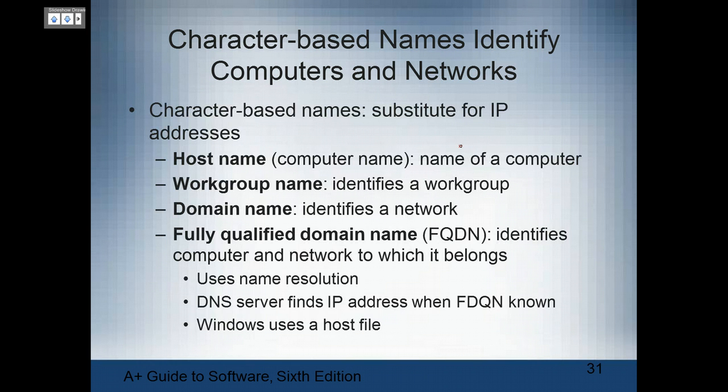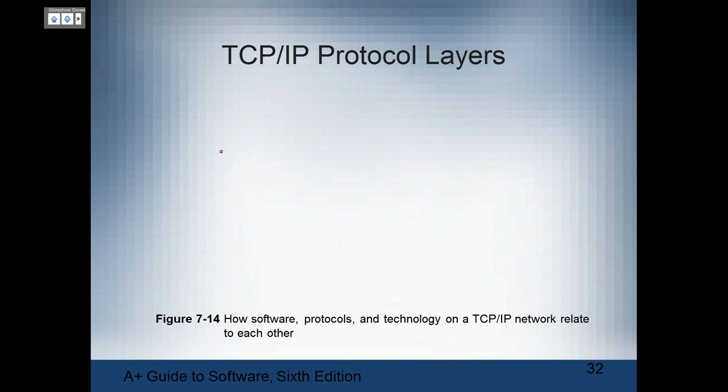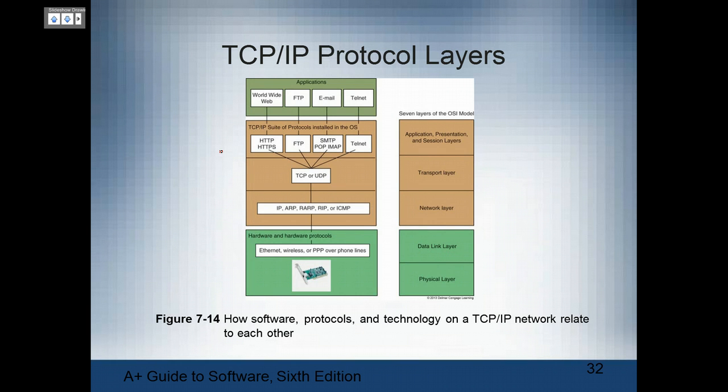Host name, workgroup name, domain name. FQDN, the fully qualified domain name, is basically the host name with a domain. Something.ecpi.edu would be a fully qualified domain name. www.microsoft.com is a fully qualified domain name. www represents some server there. And they use DNS, domain name resolution, in order to find those things.